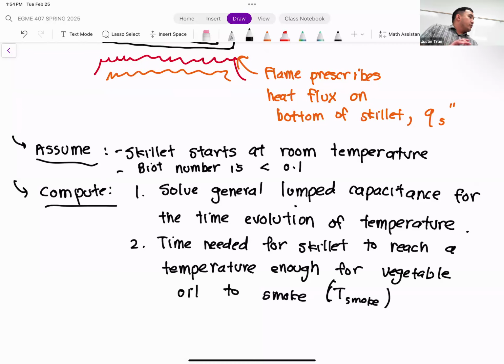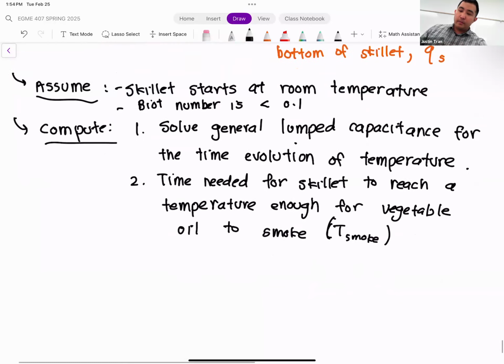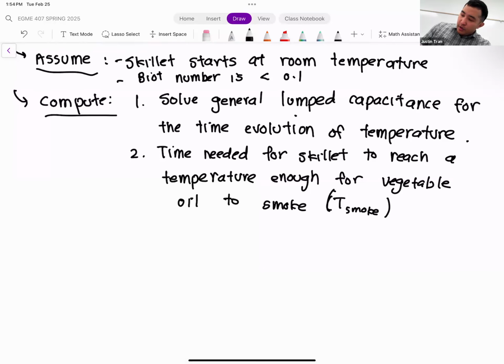Okay. All right. So let's go ahead and carry out this example here. All right, let's start with part one of the problem. So part one, we want to solve for the time evolution of temperature. So let's start with the general lump capacitance equation. And first thing, let's cancel some terms that are not going to be valid in this case.